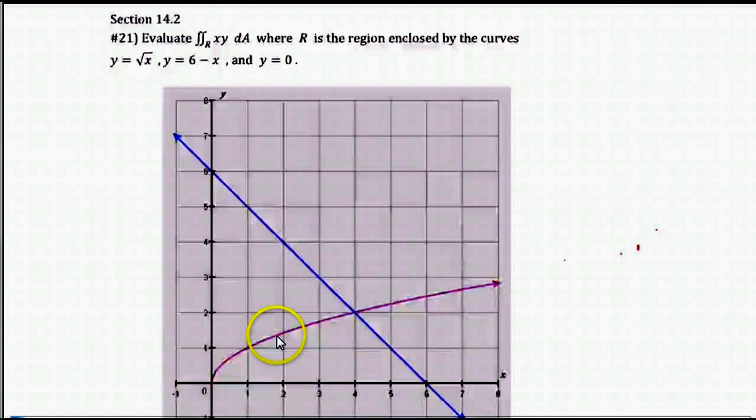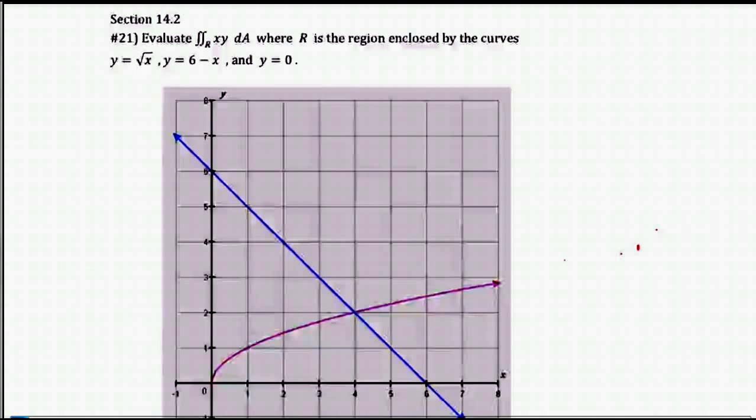Again, this is a region that's not a rectangle, so you can't directly apply Fubini's theorem. You've got to come up with an iterated double integral where your limits of integration are going to depend on either x or y.